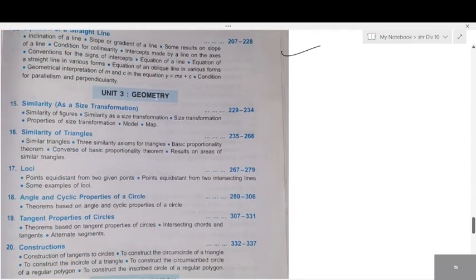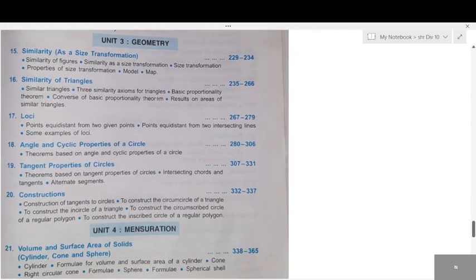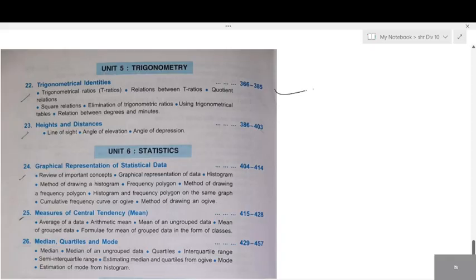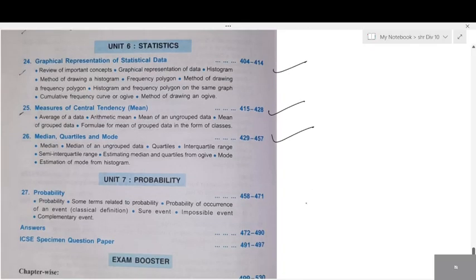Next. All this you can skip. Angle and cyclic property. Construction. Tangent will be a bit confusing. Angle cyclic, construction is easy. Volume is tough. Trigonometry identities and heights and distance. Compared to volume and other chapters, these two are okay. You can manage. They'll give you a basic question. This graphical representation, mean, median, these three chapters, and probability.